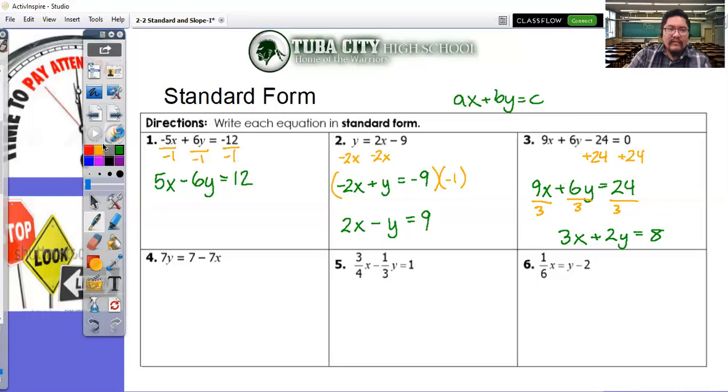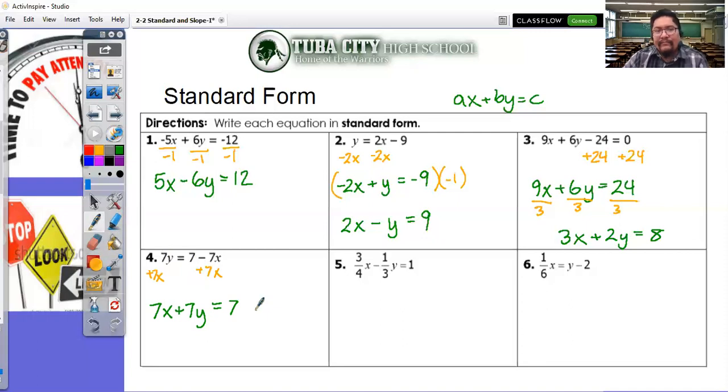Okay, so let's go ahead and move on to the next one. So with this one here, looks like our x value is in the wrong spot. So we're going to have to move this one as well. So that means I'm going to likely have to add 7x to both sides. And don't forget, X and Y are not like terms, so I should not be able to combine them. So 7x plus, and that's a positive 7y, so it's going to be plus 7y equals 7.